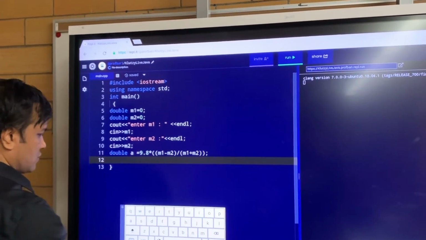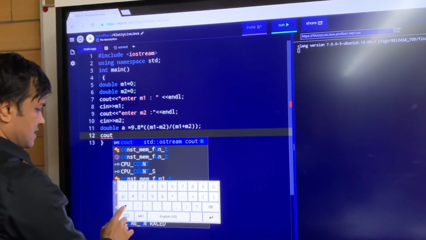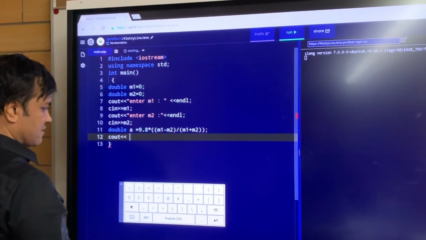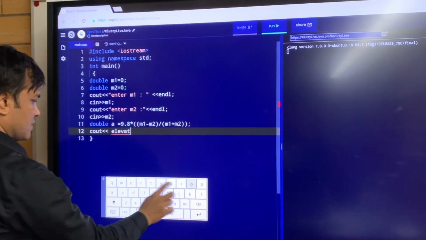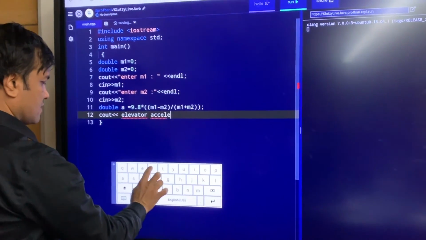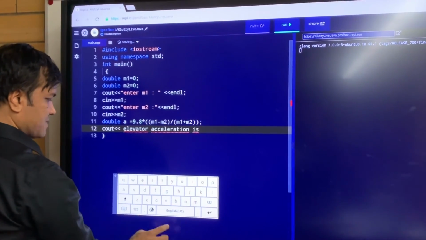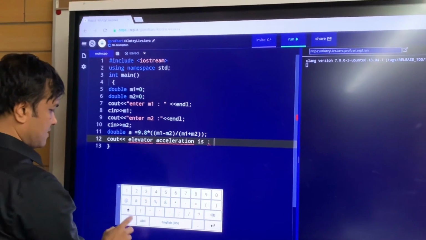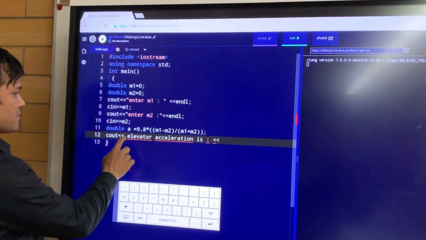So now I'm going to write cout. Cout less than, and I'm going to write elevator acceleration is, and then I'm going to leave some space, and I'm going to put a colon, and I'm going to put less than, and then I'm going to finally write, oh, I have to put a quotation.